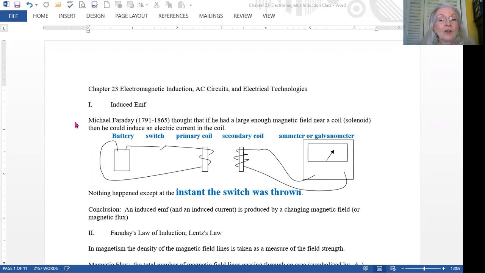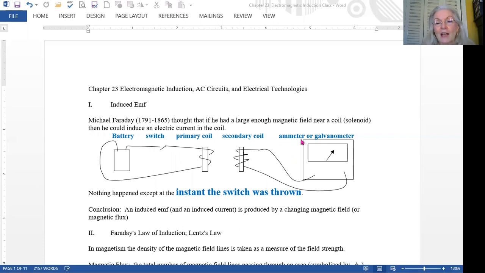All right, so to start with, we have Michael Faraday to thank for showing us that you can produce a current in a wire without actually connecting it to a power supply. He thought that if you had a large enough magnetic field and you brought it near a coil of wire, that you could induce an electric current in the coil. And to verify this, he connected his coil of wire, we'll call it the primary coil, to a battery.